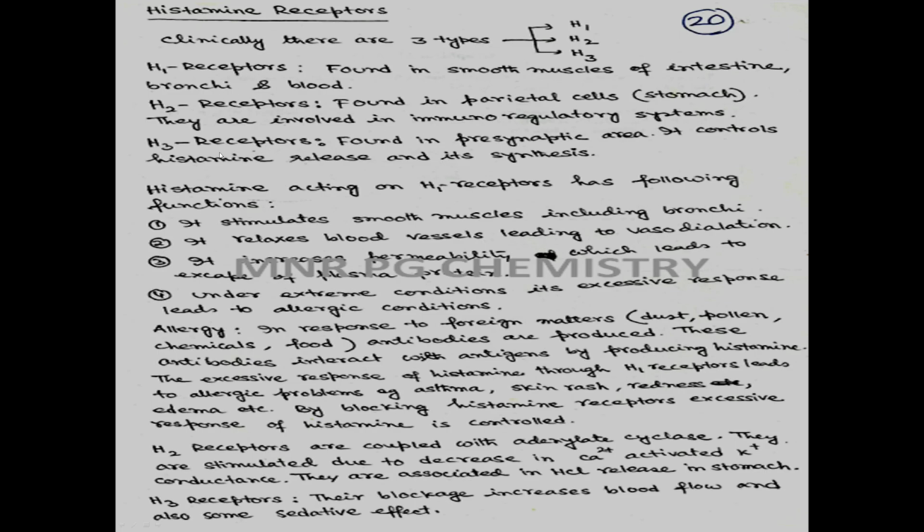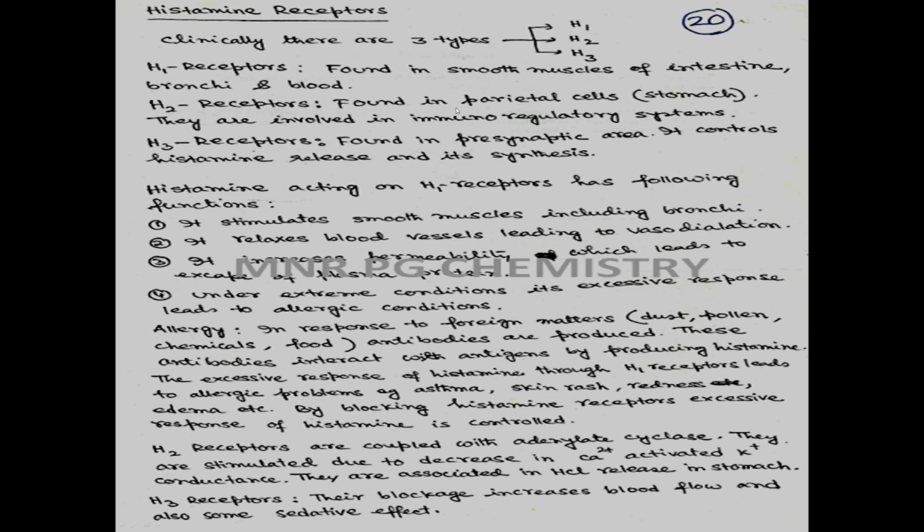But let us see where those receptors are. These receptors are activated by histamine, whether it is H1 or H2 or H3, all are activated by histamine. Now let us see about the H1, H2, H3. H1 receptors are found in the smooth muscles of intestine, bronchi and blood. Intestine means the GI tract, bronchi means the air pipe which connects the nose to the lungs. In that, one zone is bronchi, and it is also present in blood.